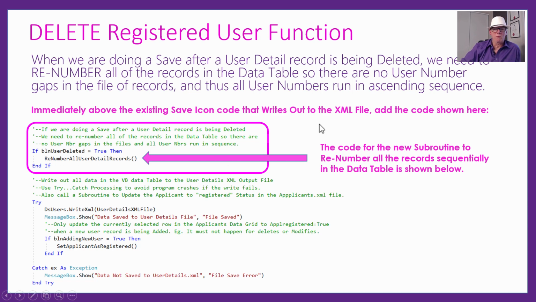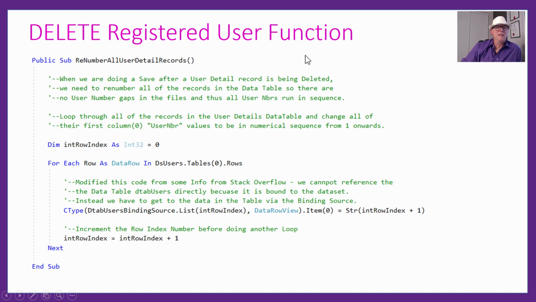So this is going to be a separate subroutine we write. And you'll see in the testing what we're talking about here. It might not be clear right now, but we write this separate subroutine. So you need to write all this code in as a subroutine, renumber all the user detail records. So the int row index is supposed to be defined as Int32, not just Integer. We read that in the Microsoft documentation.